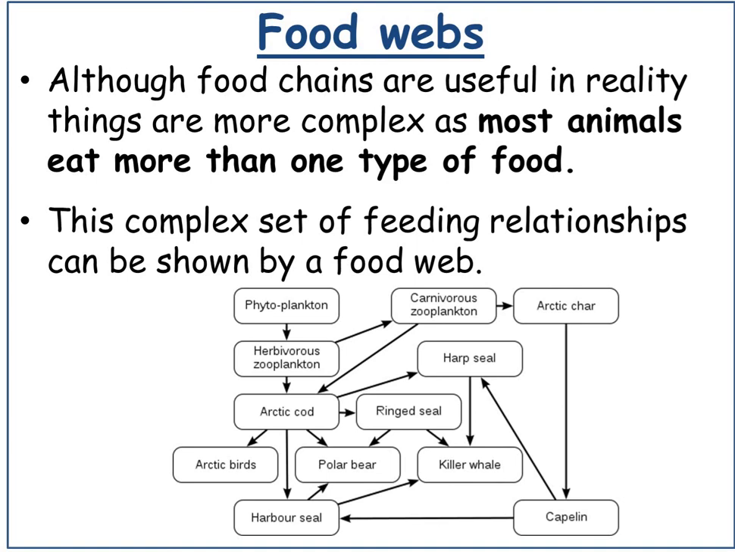Food webs. Although food chains are useful, in reality things are more complex as most animals eat more than one type of food. This complex set of feeding relationships can be shown by a food web.